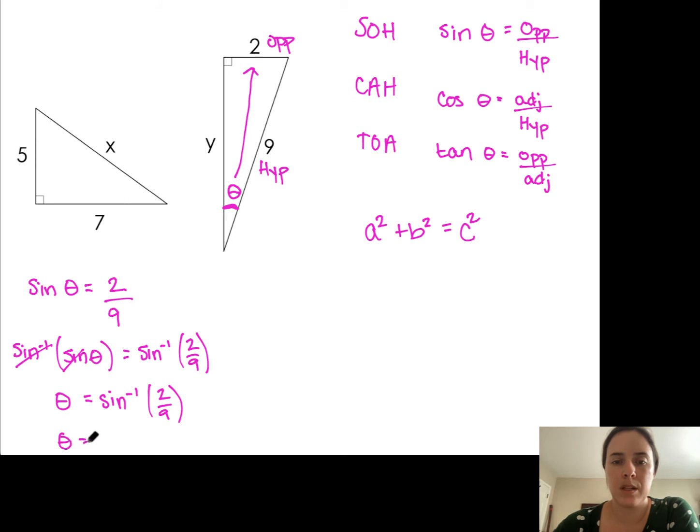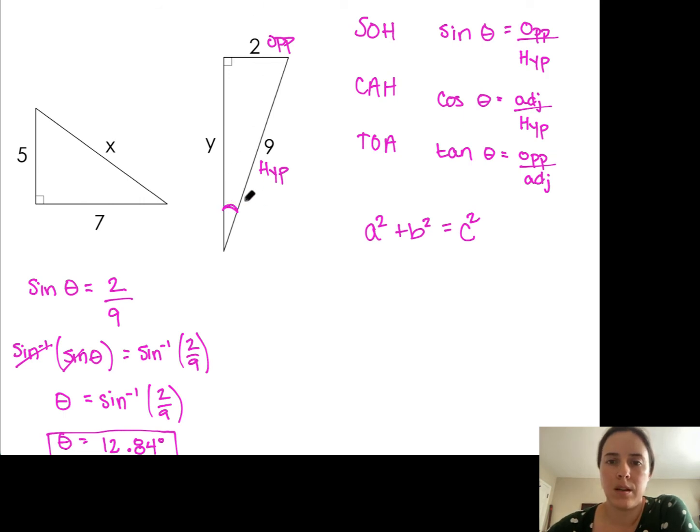So if we punch that into our handy dandy calculator, the inverse sine of 2 over 9 is 12.84 degrees. Okay. So now that we know one of our angles, theta is 12.84 degrees, we can use that to figure out what this leg is here.